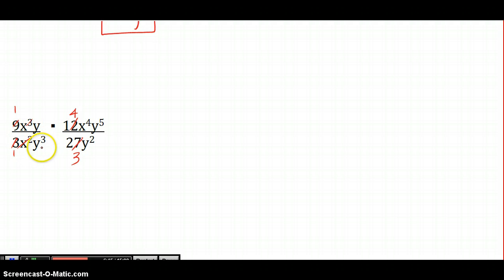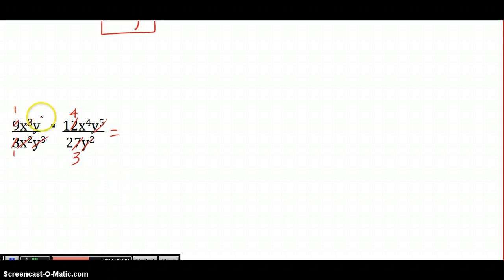Then we look at our y's. We have y to the third and y squared, so there's 5 y's on the bottom. And it looks like there's a y to the fifth right here, so I can cancel out all the y's on the bottom and that y to the fifth on the top.